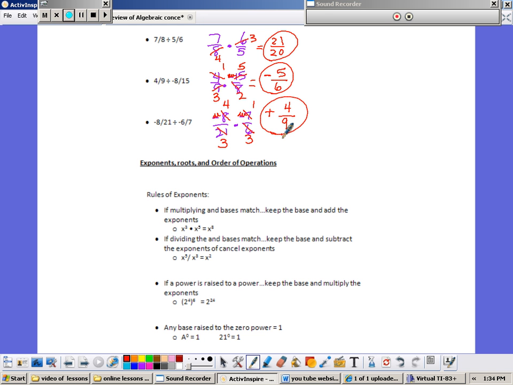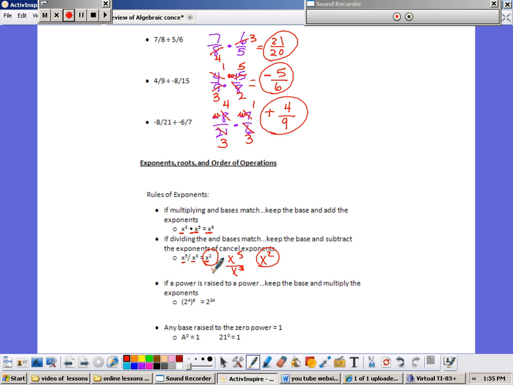If you're multiplying, and the bases match like the two x's, keep the base and add the exponents. So 5 and 3 is 8, x to the 8th. If dividing and the bases match, keep the base and subtract the exponents. 5 minus 3 is 2. Or sometimes I will do canceling, saying if I have 5 x's on the top and 3 x's on the bottom, there'll be 2 x's left on top. Still gives me the same answer.